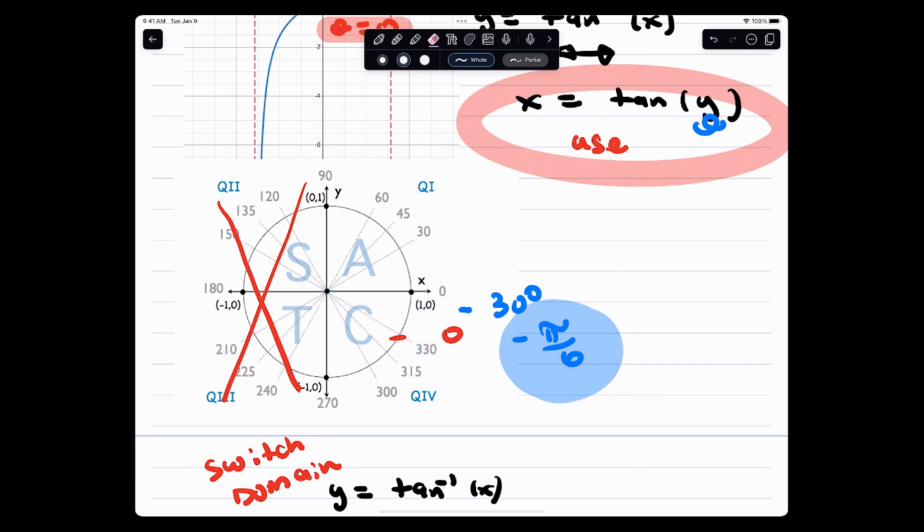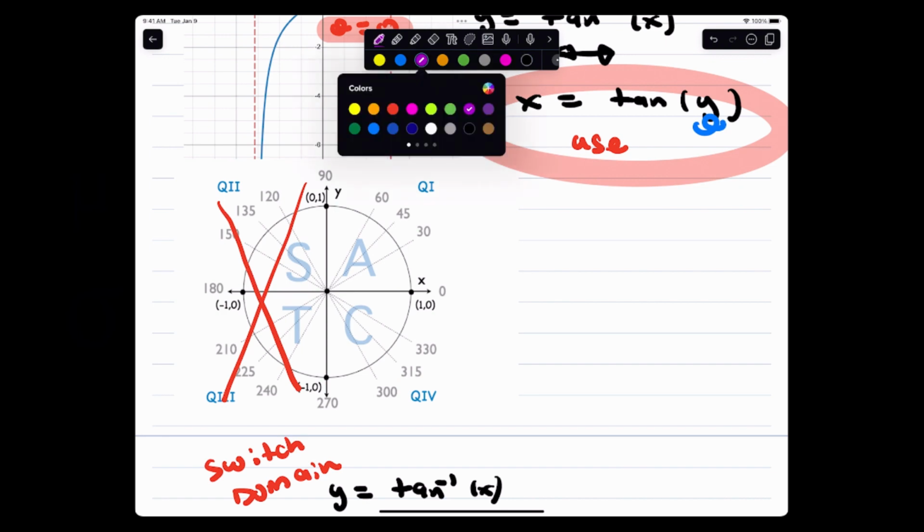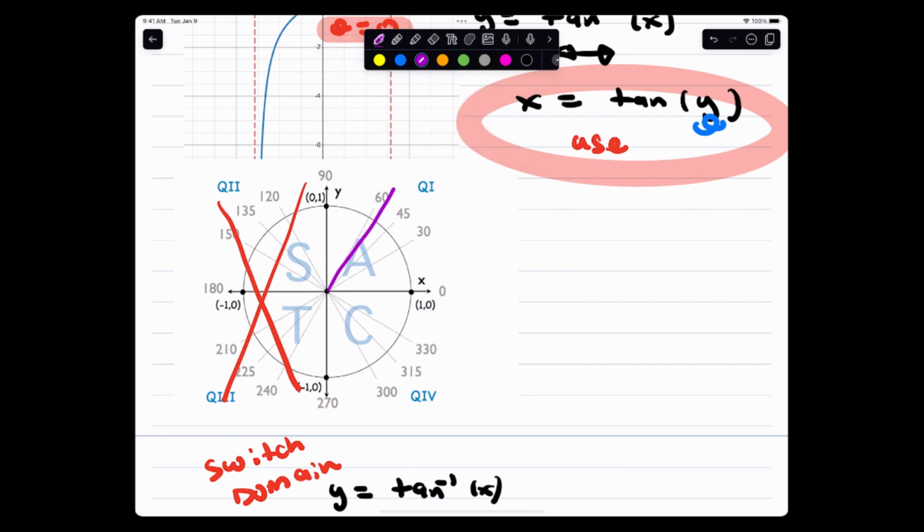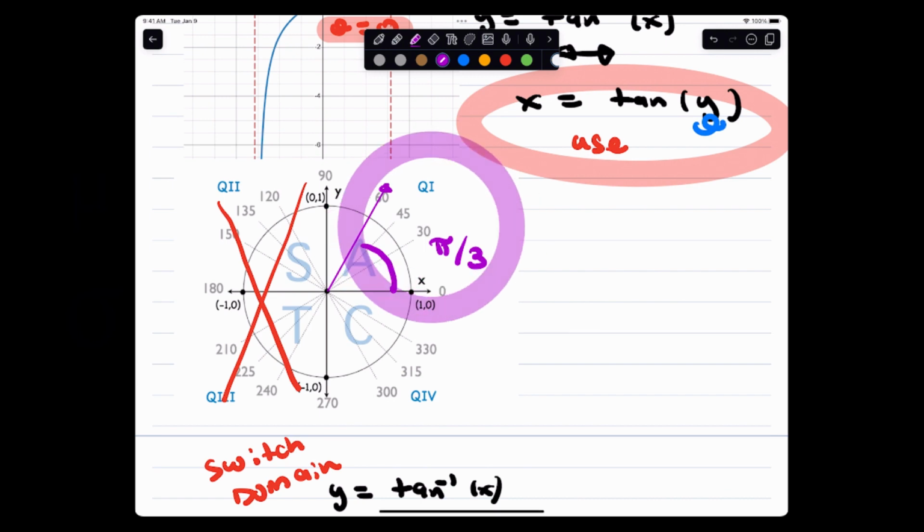If your reference angle is pi over 3, which is 60 degrees, because remember, here's the reference angle. Pi over 3, because quadrant 1, what's the deal with quadrant 1? Pi over 3. All right, you guys good with that?